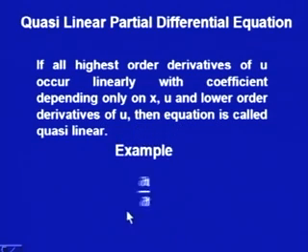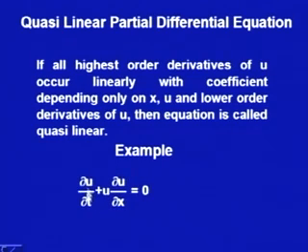See, for example, del u over del t plus u times del u over del x is equal to 0. Here the unknown function is u, its highest derivative is of the first order, and its coefficient is depending on x, u and lower order derivatives. Because this is first order, there is no lower order derivative, only the unknown function u. So here the coefficient is u. This we call quasi-linear differential equation.